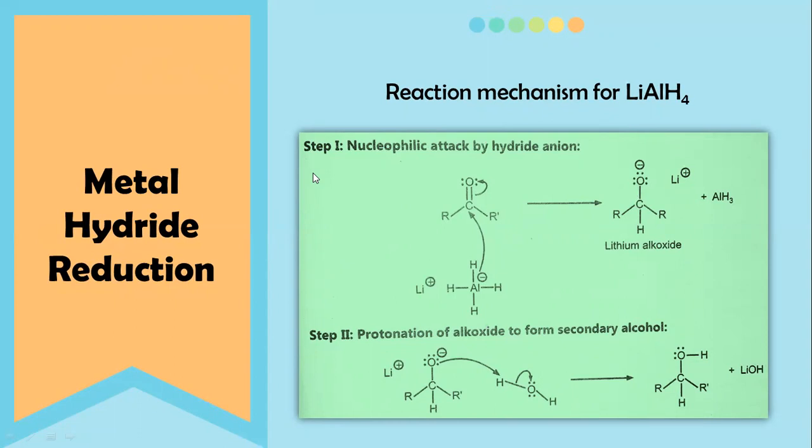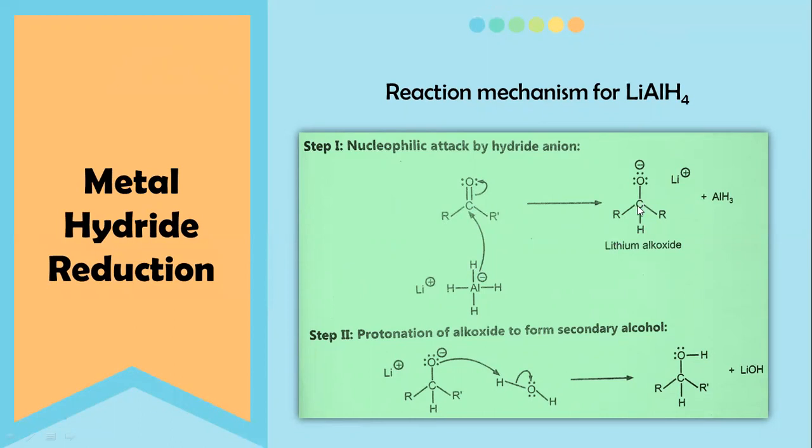So now, when we carry out reduction using lithium aluminum hydride, the attack by hydride ion comes from lithium aluminum hydride. So in this reaction, lithium aluminum hydride attacks the carbonyl carbon and thereby causes attachment of a hydride hydrogen atom to the carbonyl carbon.